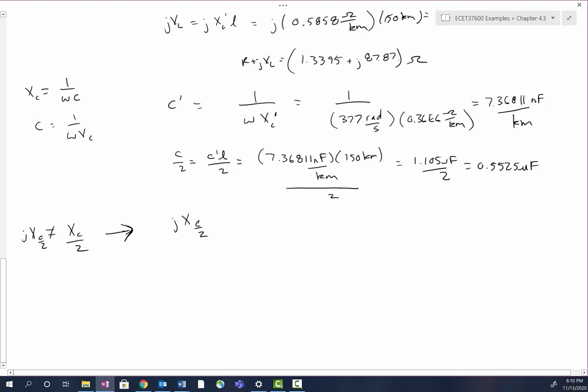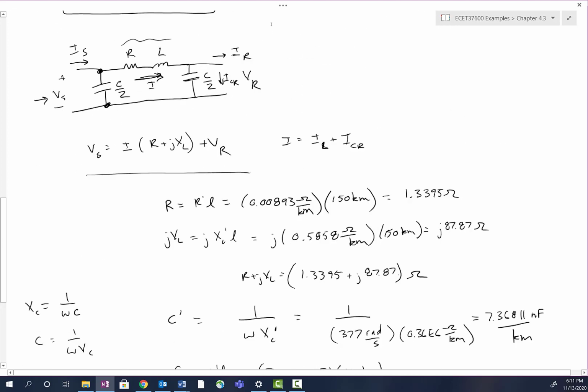So if I want to find out the capacitive reactance, I guess I should put a minus j on that. So that's minus j 1 over 377 rads per second. So that's omega, and then what is C over 2 was 0.5525 microfarads. So that's going to give me minus j 4800 ohms.